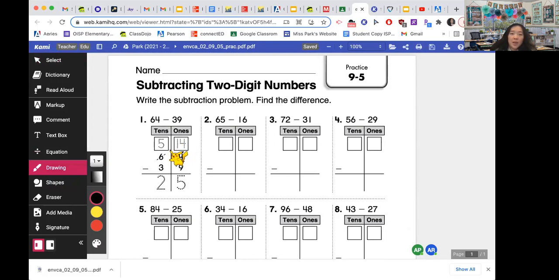Okay, so number 1, 64 minus 39. 64 goes on top. More on the floor. Go next door and get 10 more. 6 becomes a 5. 4 becomes a 14. 14 minus 9 equals 5. You can count on from 9 to 14. See how many fingers you put up. 9, 10, 11, 12, 13, 14. That's 5 fingers. 14 minus 9 would be 5. And then 5 minus 3 would give you 2, which is why your answer is 25.